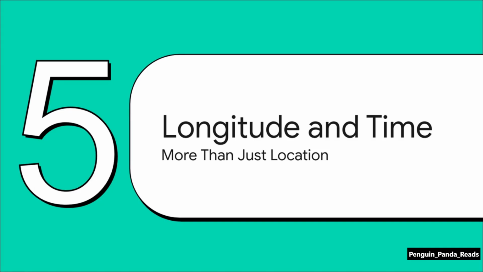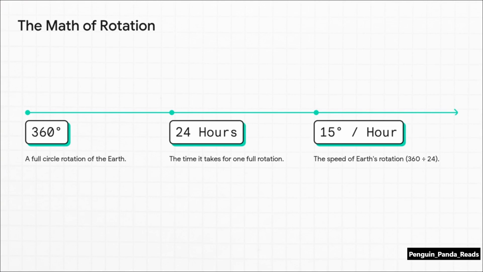But wait, there's more. This grid isn't just about location. The lines of longitude have this secret, fascinating connection to something we all live by every single day: time. Check this out. The math is actually really simple. We all know the Earth is a circle, right? That's 360 degrees. And it takes 24 hours to spin all the way around. So what's 360 divided by 24? It's 15. That means every single hour, the Earth spins through 15 degrees of longitude. And that, my friends, is the basis for every time zone on the planet.